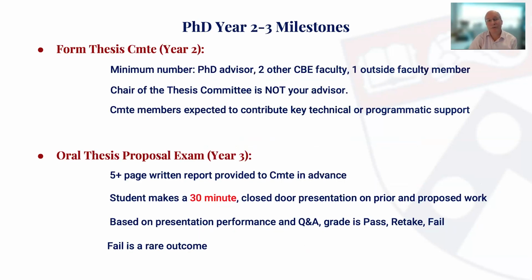Year 3, we have to form a thesis committee. So we form a thesis committee at the end of year 2. It's pretty basic. You have your PhD advisor, 2 other CBE faculty, and 1 outside member. And then the chair of your thesis committee is not your advisor. So they can actually provide an interesting sounding board if you're having any sort of disagreement with your advisor, which is rare, but does happen.